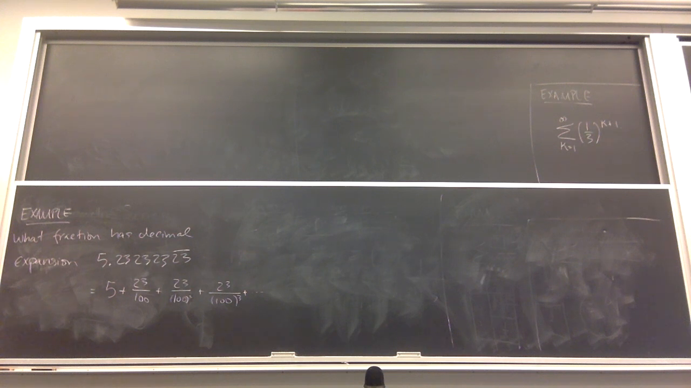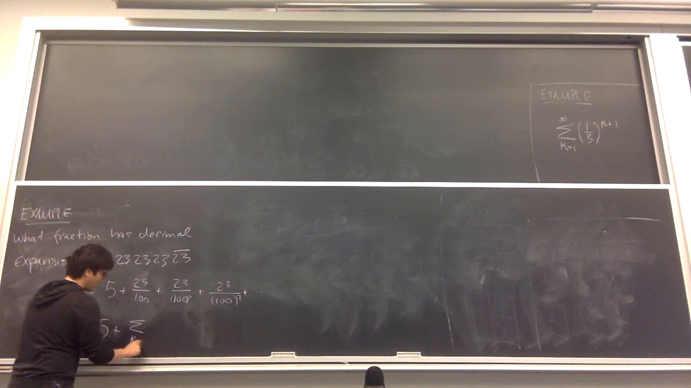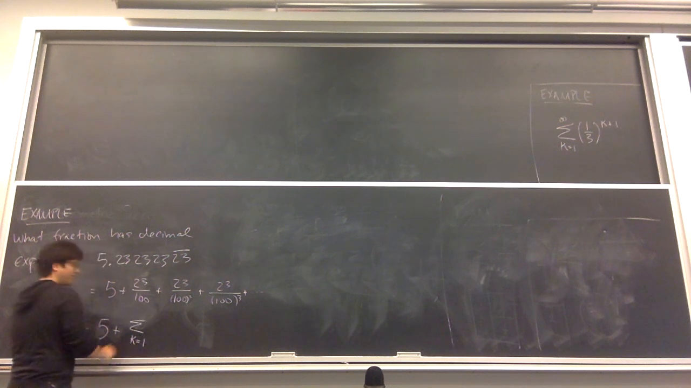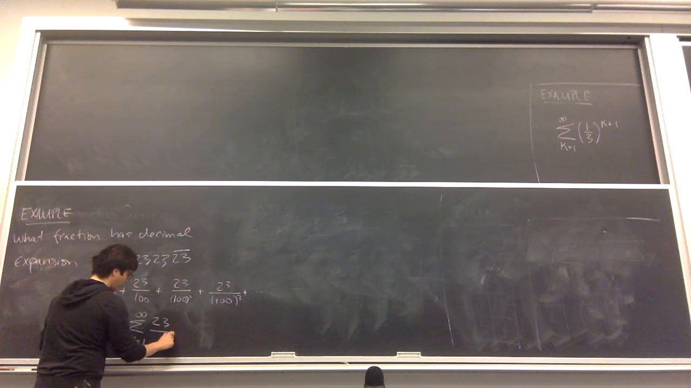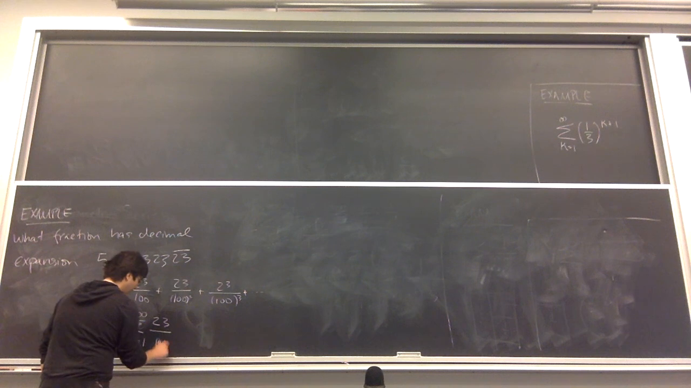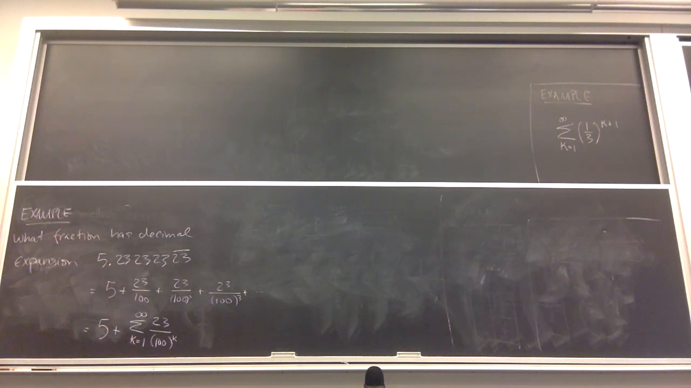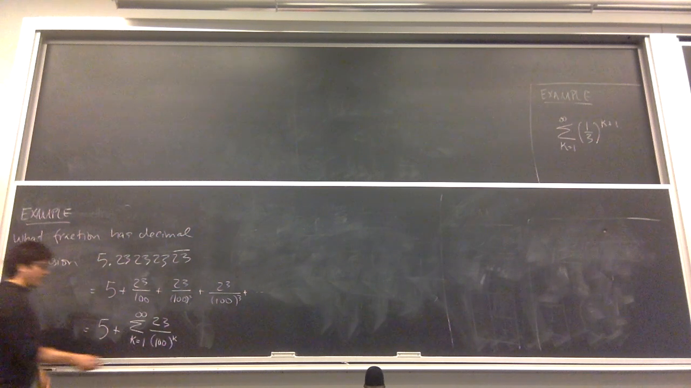Okay, next hint, next hint. This is going to be 5 plus sum k equals, I'm going to say 1 to infinity of 23 over, oh actually no, I need to start from 1. 100 to the k. Okay, so now I think at this point this is giving you the answer. So be careful, you're going to have to do a re-indexing. And now tell me what the fraction ends up being.